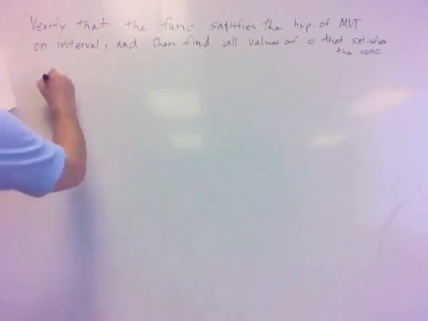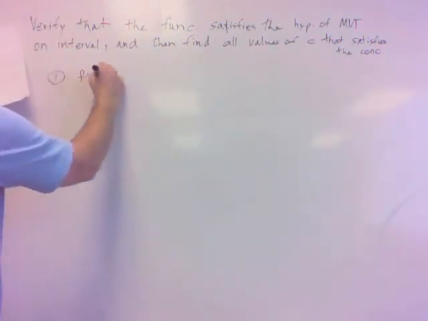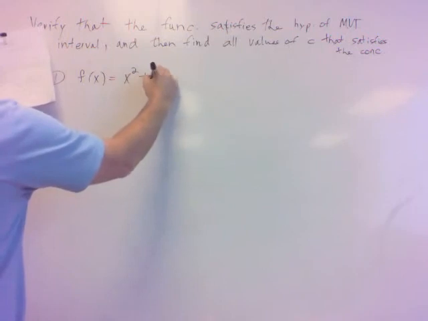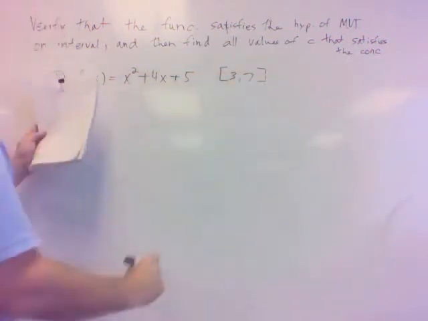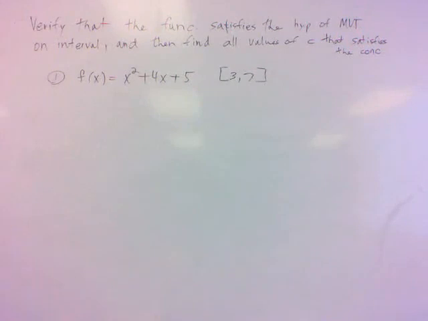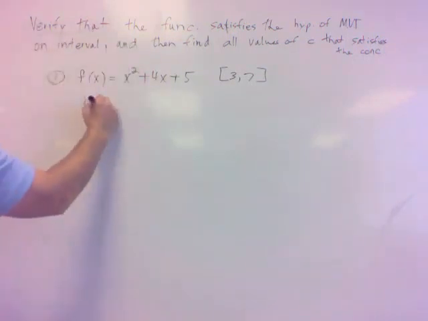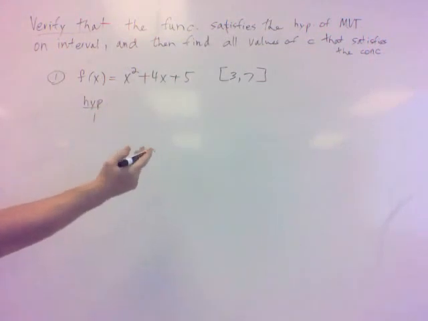And this is our function. Number one. We'll do two of these. Number one, f of x equals x squared plus 4x plus 5, and the interval is 3 to 7. Okay, so the first part, verify the hypotheses. What hypotheses do we have for the mean value theorem? We just really have the two, don't we?